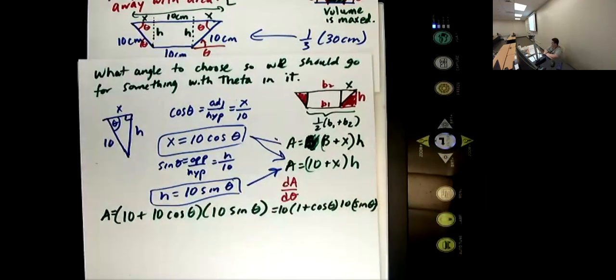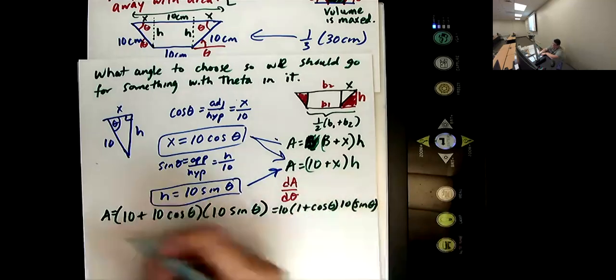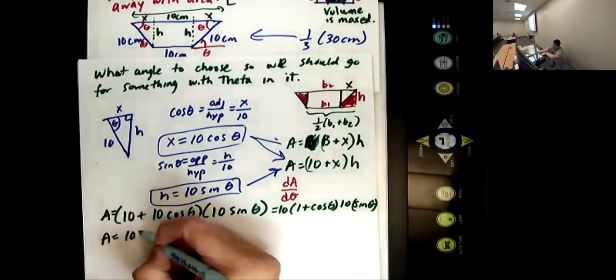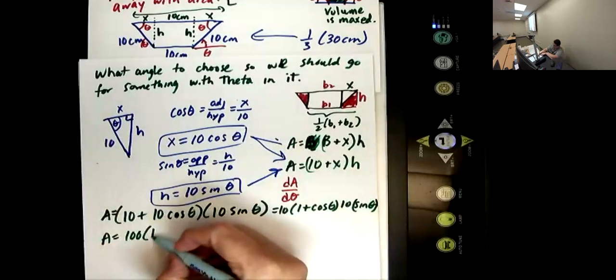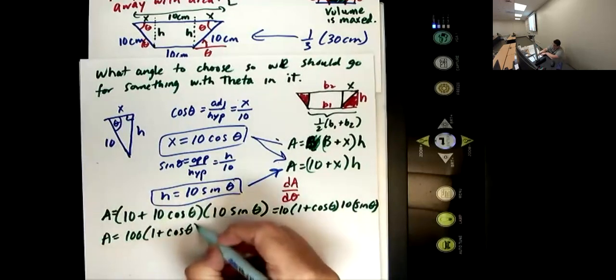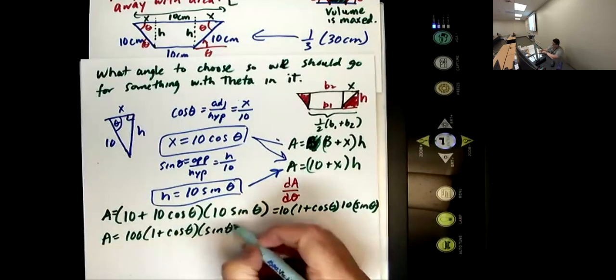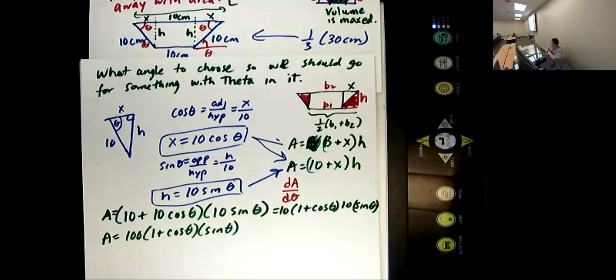I have seen students on the test leave stuff like that, where the coefficients are embedded throughout. Don't leave it like that. Even if that was your final answer, clean that up. 10 times 10 is 100. We have 100 times 1 plus cosine theta times sine theta. I think this will be easier to take the derivative of than leaving the tens in there.